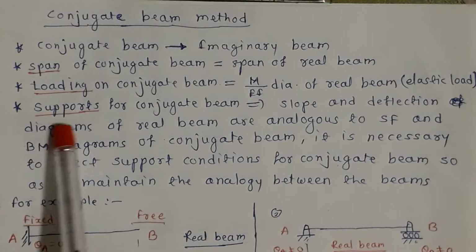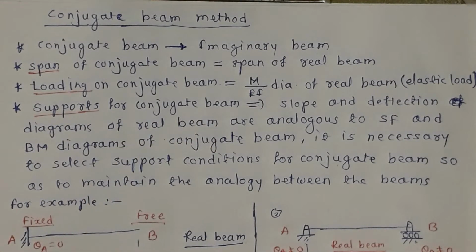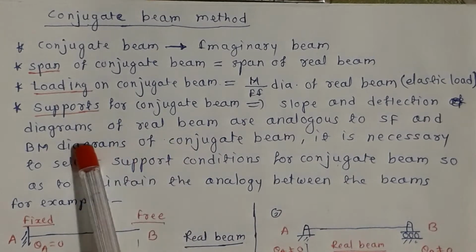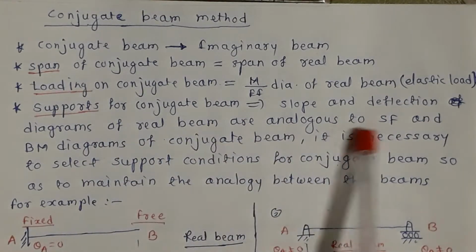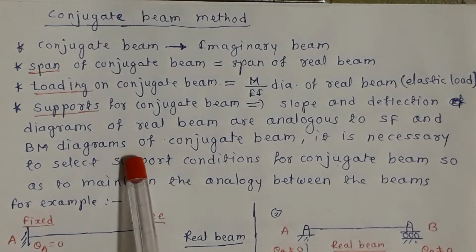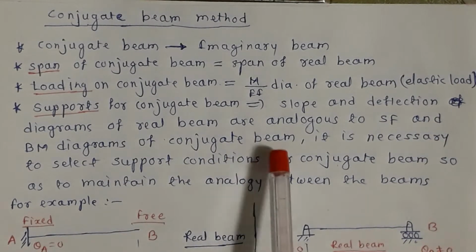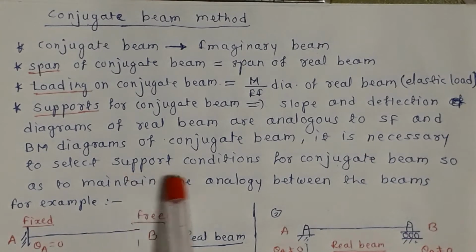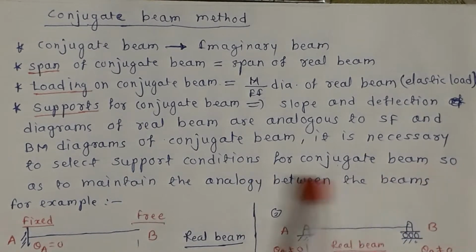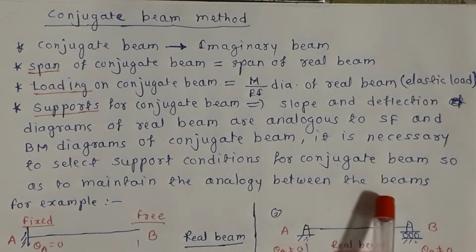And third is the supports for the conjugate beam. In order to select the supports, we should always bear in mind the relation between slope and deflection for a real beam and the shear force and bending moment diagram of a conjugate beam. Slope and deflection diagrams of the real beam are analogous to shear force and bending moment diagrams of the conjugate beam.